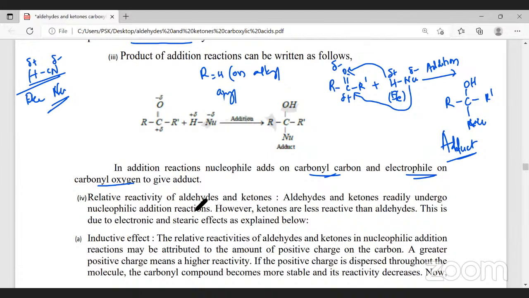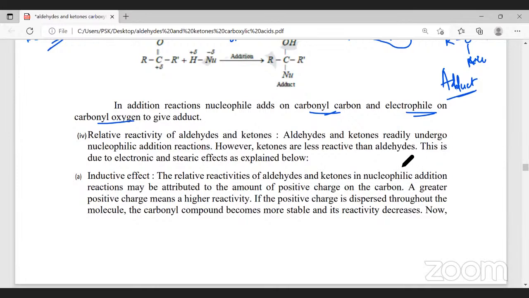Now, the relative reactivity of aldehydes and ketones. Aldehydes and ketones readily undergo nucleophilic addition reactions. However, ketones are less reactive than aldehydes. This is due to the electronic and steric effect. Now, for example, I'll just simply finish this, not to take much time, because this chapter is very detailed and the question asked is only 5 marks from this chapter. So not to spend more time.